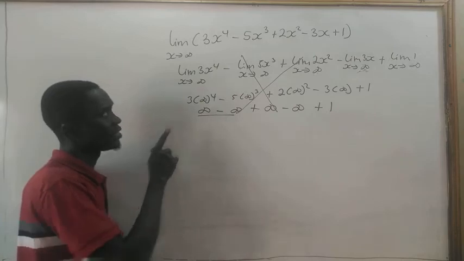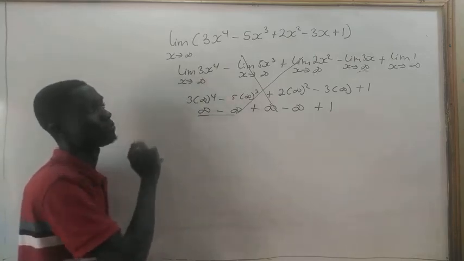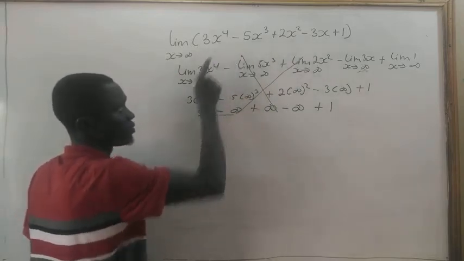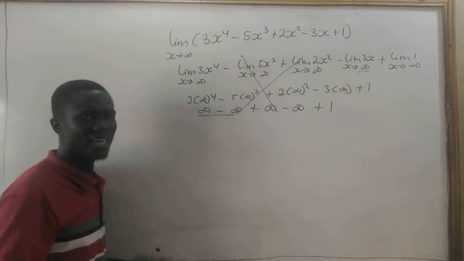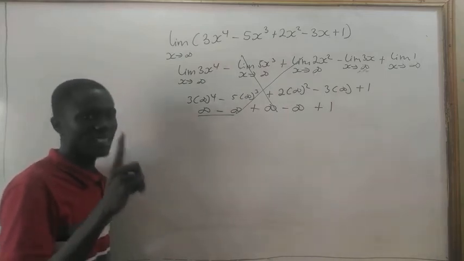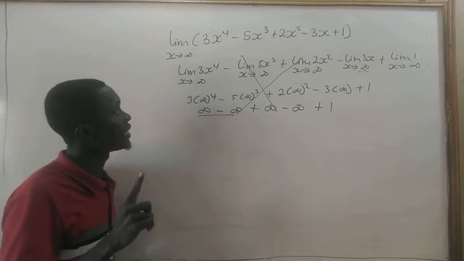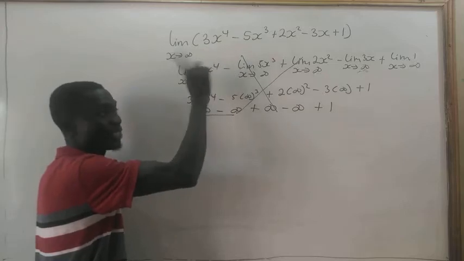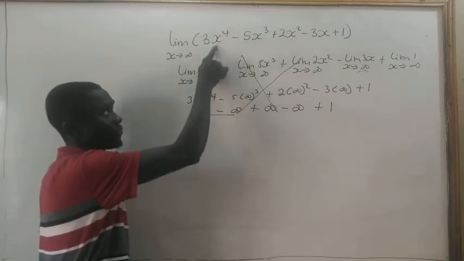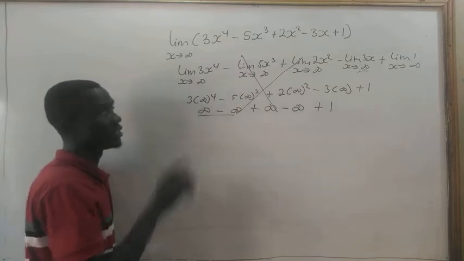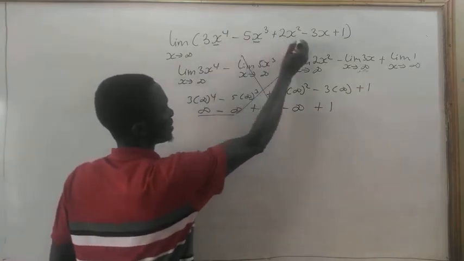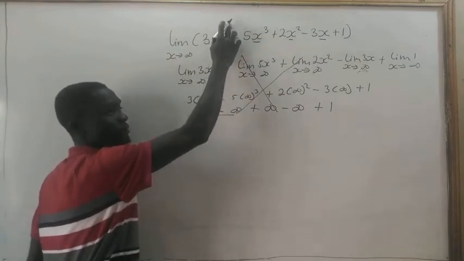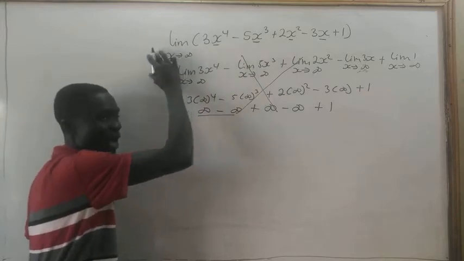The way out is to factorize out the highest power of x. So here, the highest power of x is x to the power 4. If I say the highest power of x, I have not said the power of the first term. Here, x to the power 4 is the first term. It is coincidence. We are talking about x, and this first term contains the highest power of x. That is why we are going to factorize x to the power 4 out.